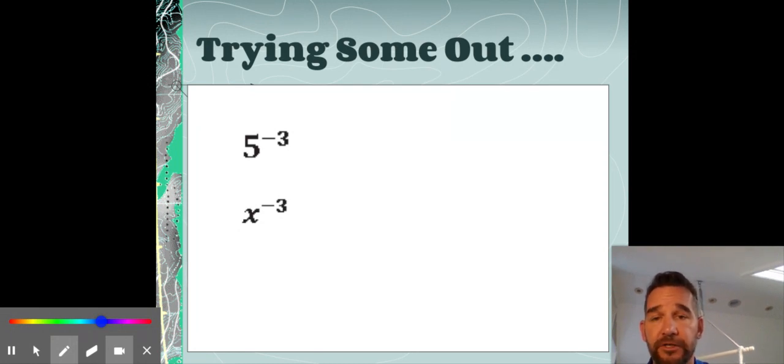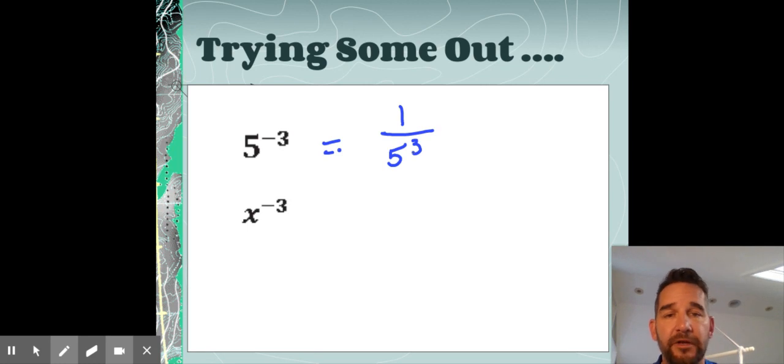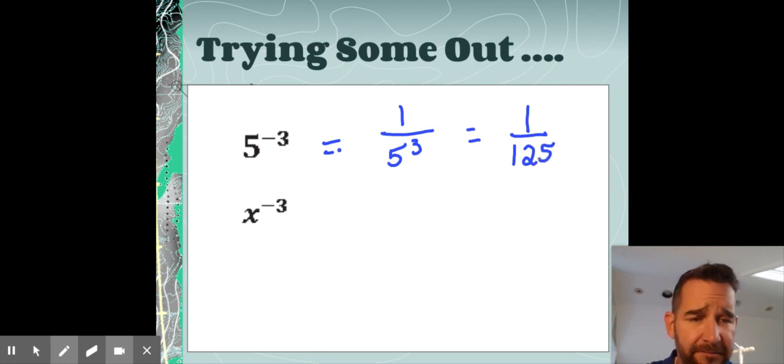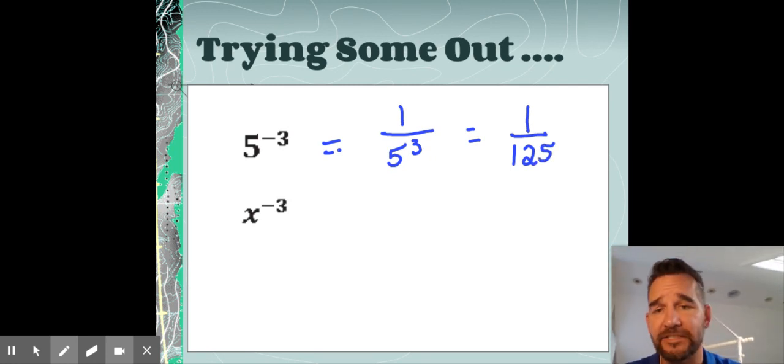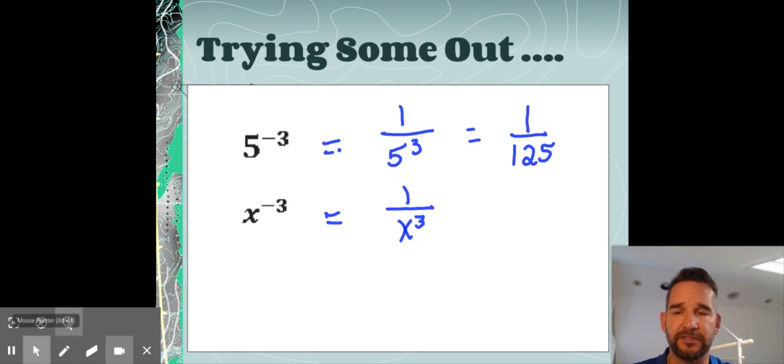Well, we just learned that if it's got a negative exponent, you just rewrite it in the denominator with the positive exponent. So 1 over 5 to the 3, which is 1 over 125 if you decide to do the math on it. Now, x to the negative third, same thing. Just because that's a variable for our base doesn't make a difference. 1 over x to the third. Done.